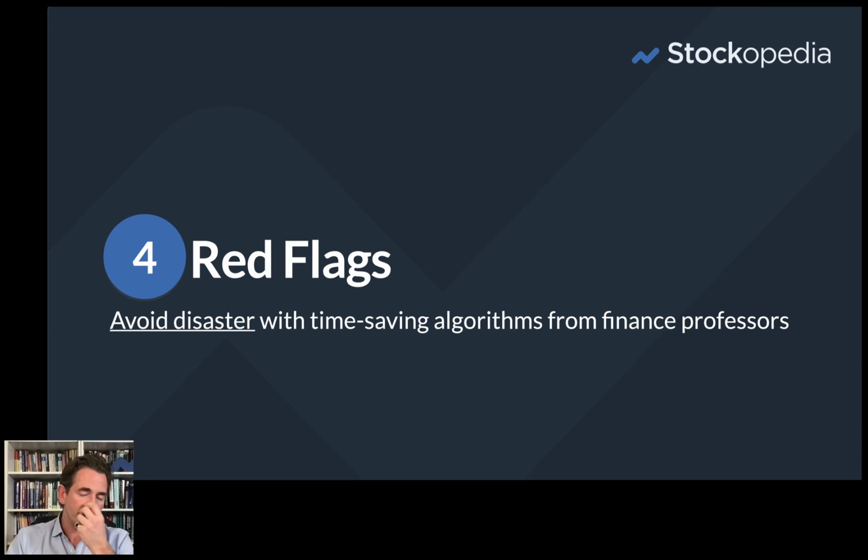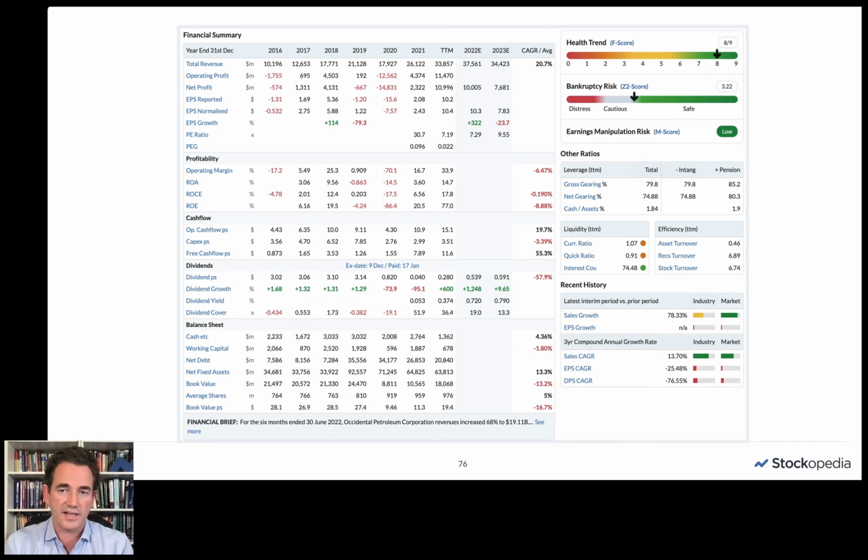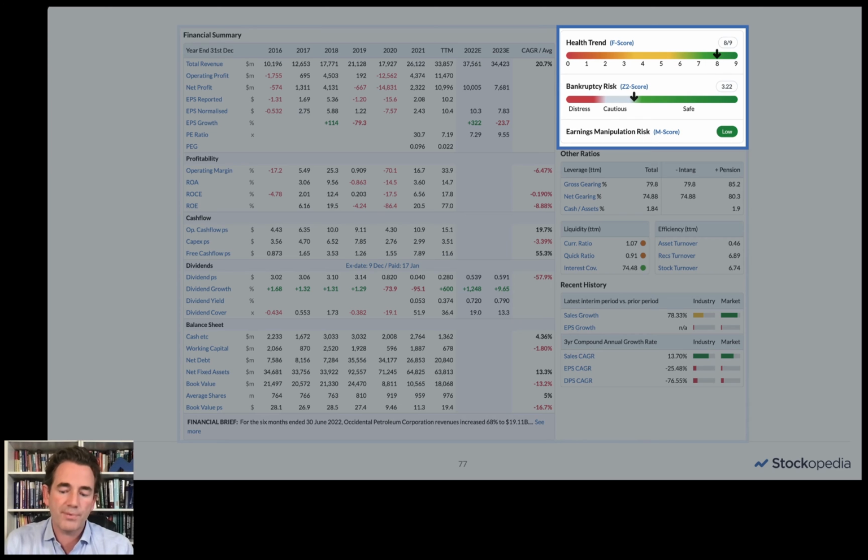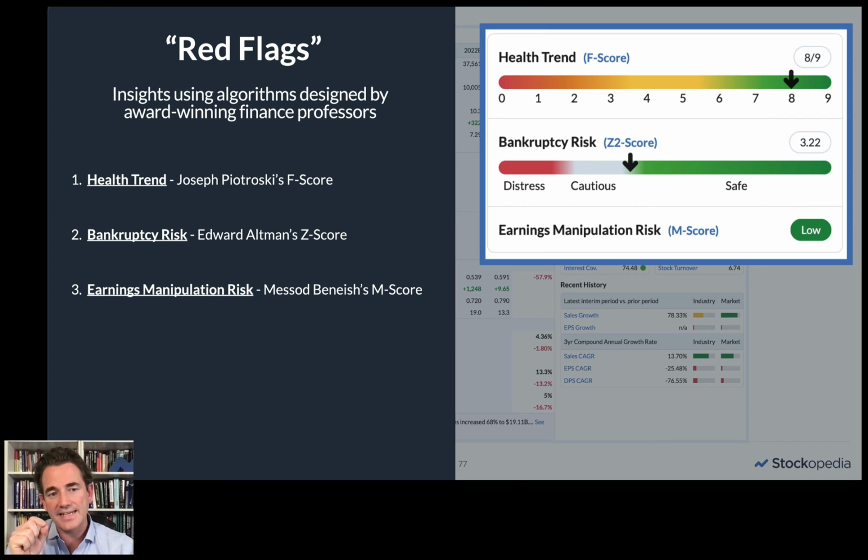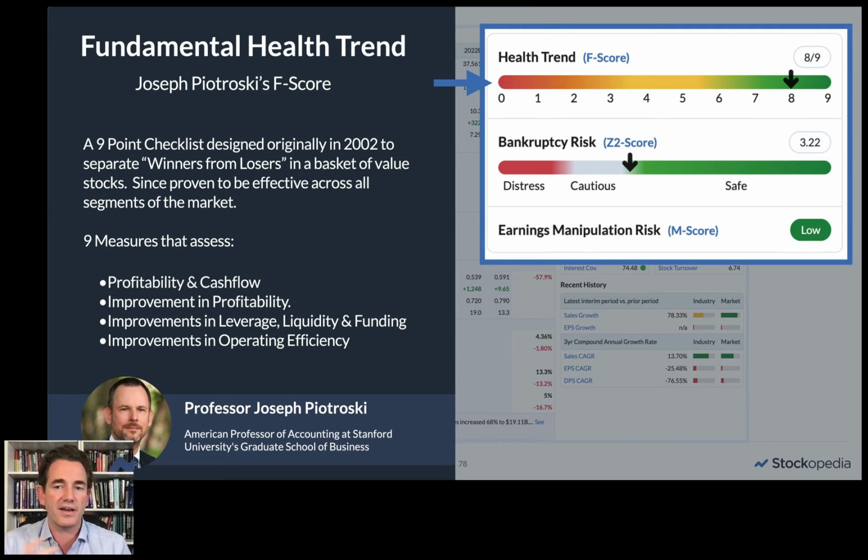On to point 4. Red flags. This is about the time-saving algorithms from finance professors that help you avoid disaster. They're a little bit lower down on the report, right here. And I'm going to zoom in on the health trend, the bankruptcy risk, and the earnings manipulation risk. So this is Joseph Piotroski's F-score, which I really adore.